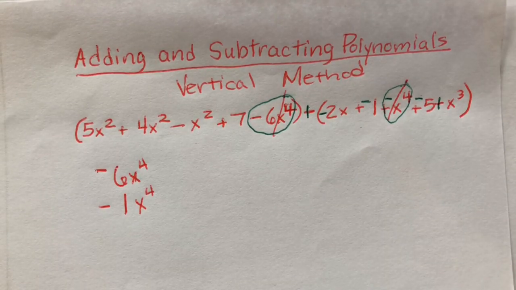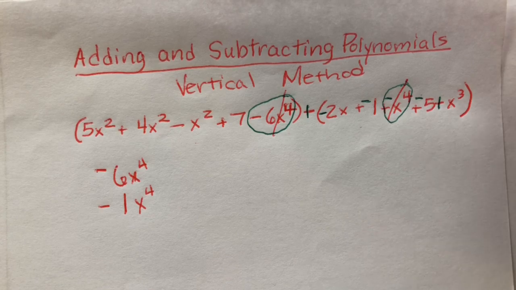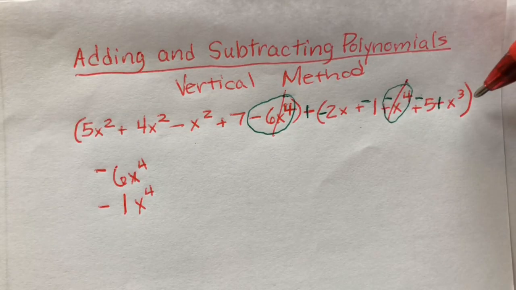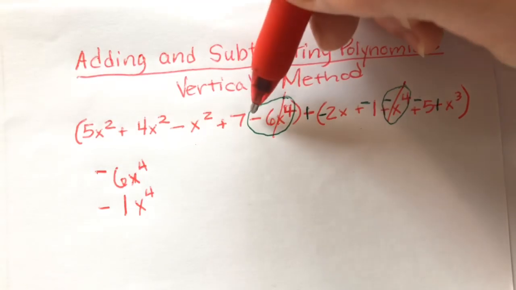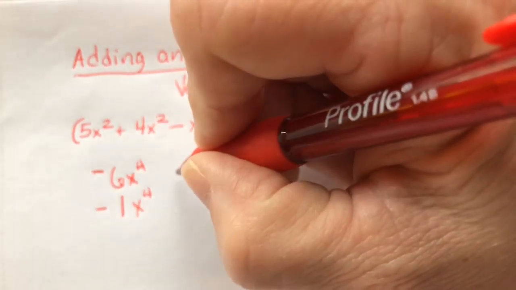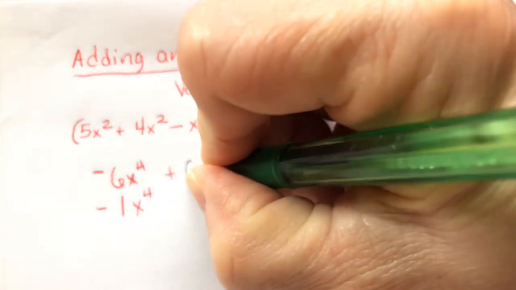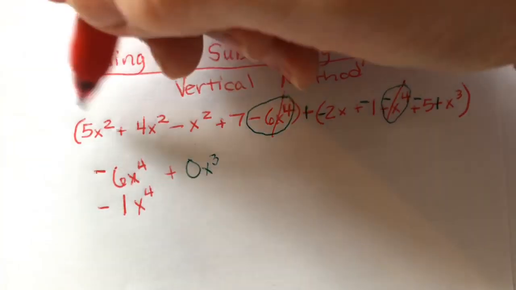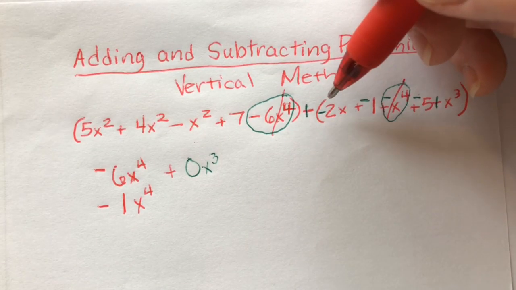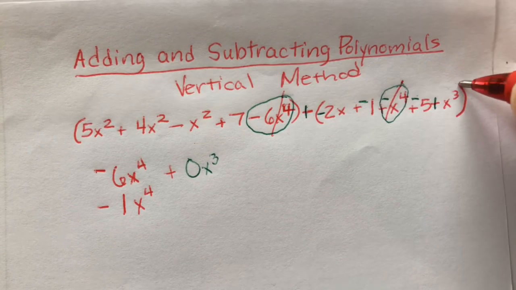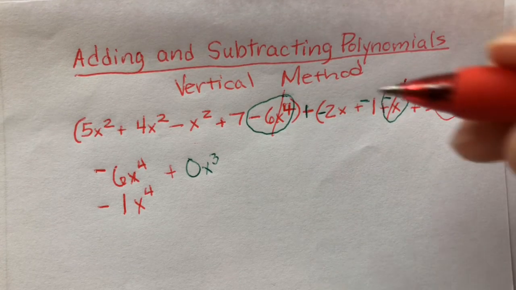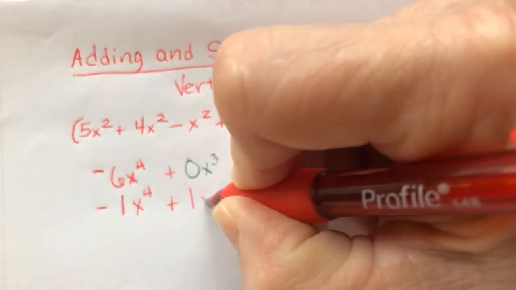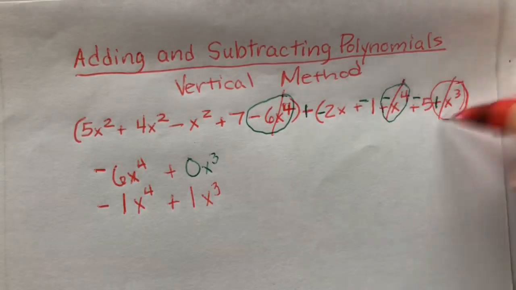Now I'm going to put a space for the x to the cubed. Now, if I don't have any x cubes, I don't have to do that, but I don't have any x cubed here, but I do over here. So over here, I can either leave a blank, or I can just put 0x cubed here, because I didn't have any in this first polynomial. Or you can just leave it blank as long as you keep your columns straight. So I'm going to put this positive 1x cubed down here. Okay, I did that one.